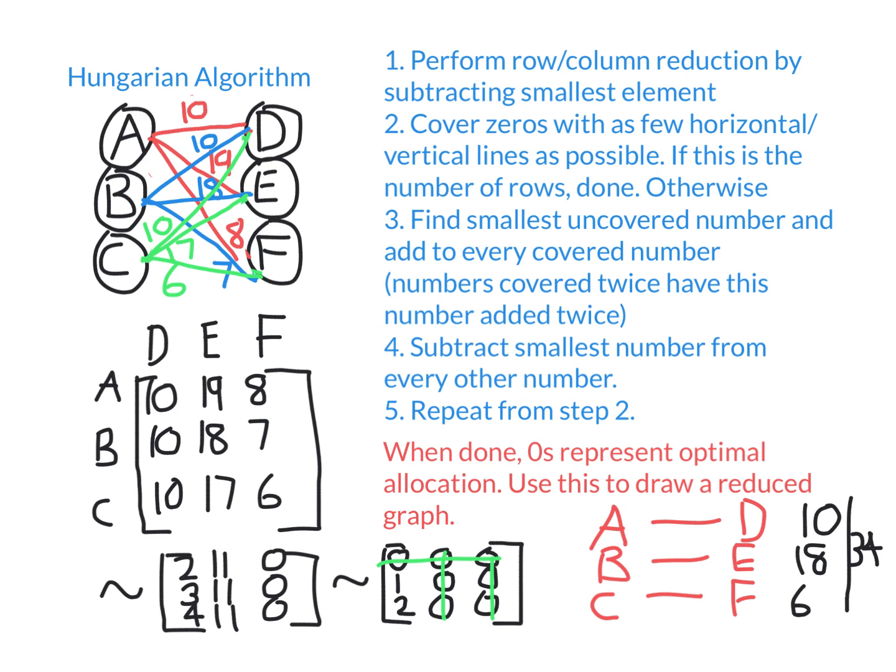Now, if I had a situation where the number of lines that I drew to cover the zeros was not 3, was not the same as the number of rows, I'd have to do a few more steps. They're very simple to do, but they're just a bit time consuming. That occurs when you don't get enough zeros, where it's not clear from there how you should assign the tasks.